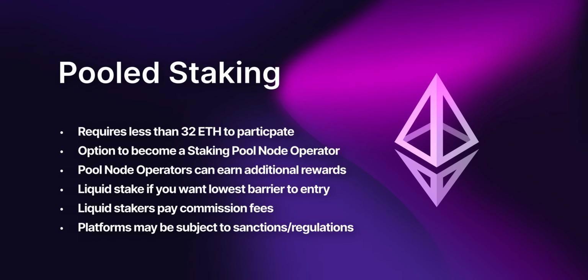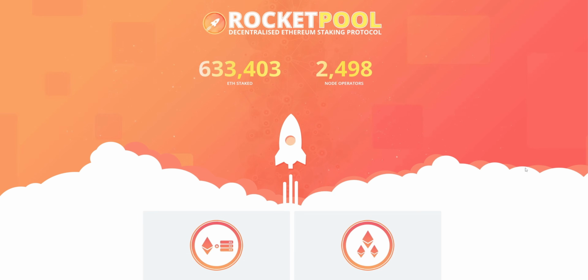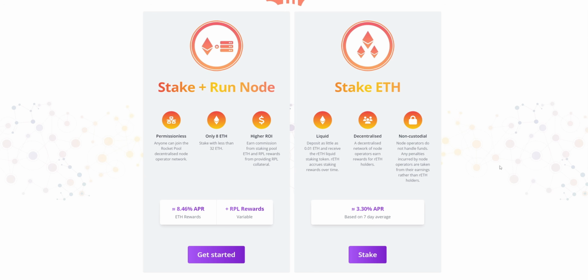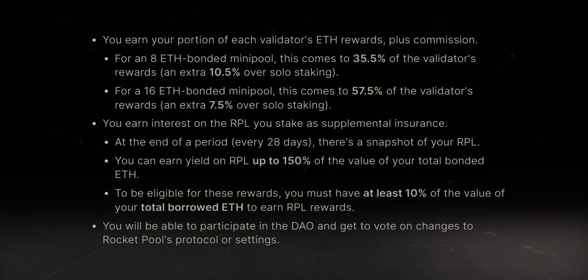If you have hardware suitable for solo staking, you'll want to be a pool node operator as it comes with additional benefits. Rocket Pool is one of the popular pooled staking platforms that offers this, and you only need to deposit 8 ETH plus 2.4 ETH of RPL tokens to create what they call a mini pool. The balance to make up 32 ETH comes from other users, and then you have a validator. Pool node operators, in addition to their respective portion of the validator's ETH rewards, receive commission from other participants that brings the reward to about 10% more than if you were solo staking.